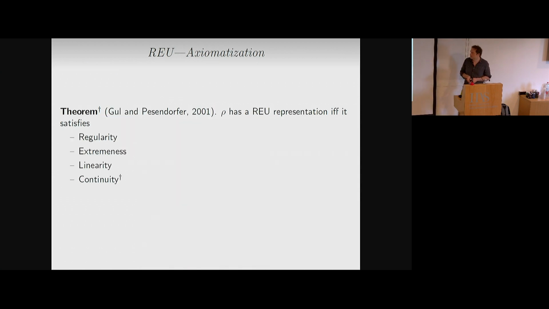Okay, so here's the theorem. It's a very nice theorem, very difficult theorem, that says ρ has a random expected utility representation if it satisfies regularity, extremeness, linearity, and a continuity axiom that I'm not going to cover. That's why I put a little dagger on it, and a dagger on the theorem, because the theorem is not complete as stated. Okay. Any questions?